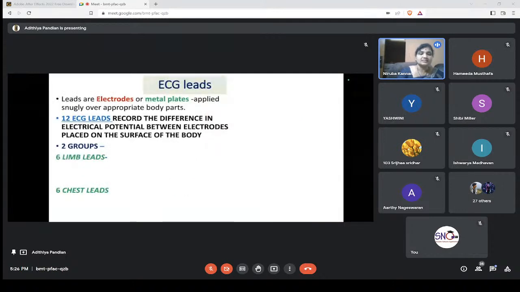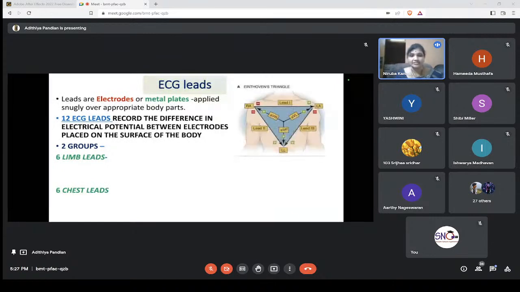So this is the basic one again. Electrodes are just metal plates applied snugly over the appropriate body parts. There are 12 ECG leads. You have 6 limb leads, which your friends have already mentioned: lead 1, lead 2, and lead 3, and 3 augmented limb leads, which are AVR, AVL, and AVF.